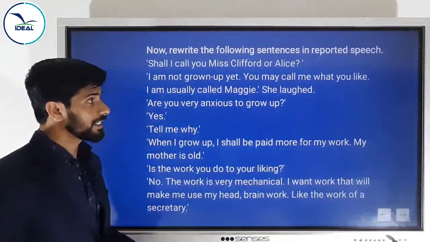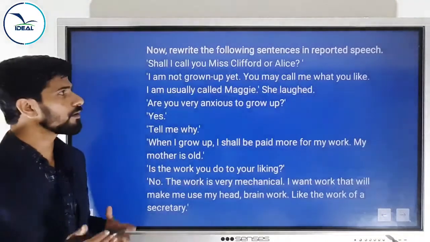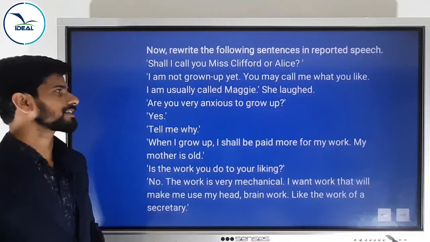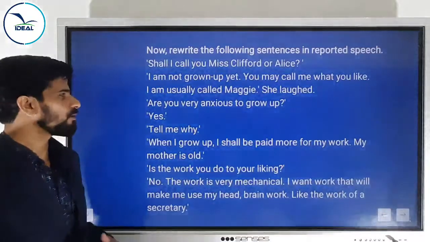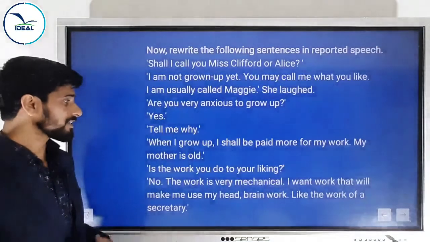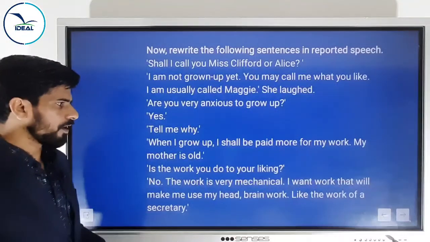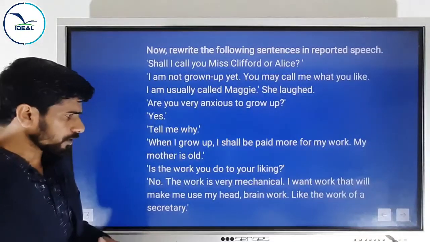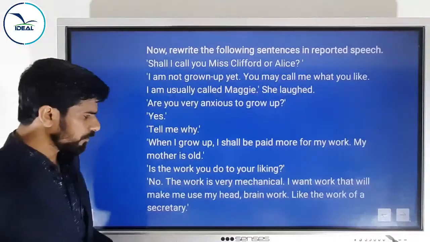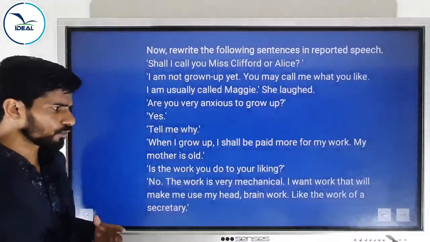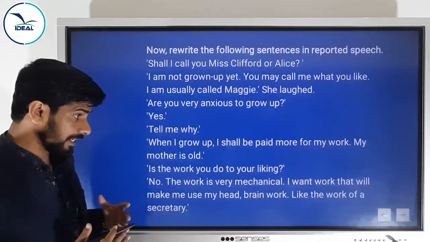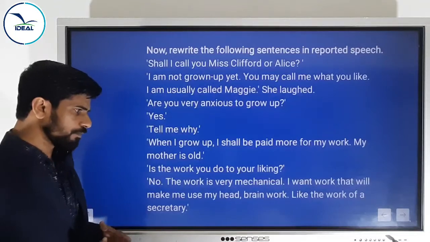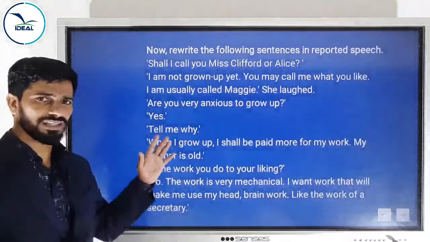Now rewrite the following sentences in reported speech. Shall I call you Miss Clifford or Alice? I'm not grown up yet. You may call me what you like. I'm usually called Maggie. She laughed. Are you very anxious to grow up? Yes. Tell me why. When I grow up, I shall be paid more for my work. My mother is old. Is the work you do to your liking? No, the work is very mechanical. I want work that will make use of my head, brain work, like the work of a secretary.